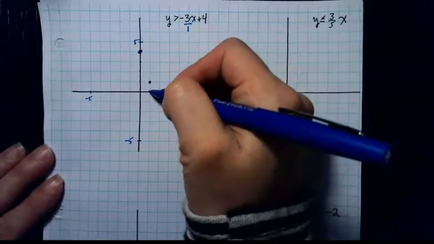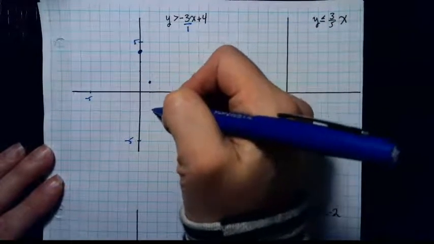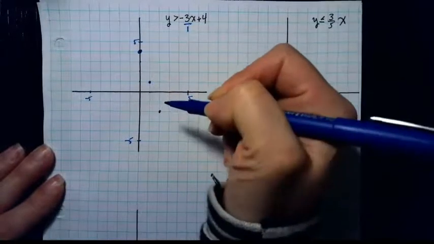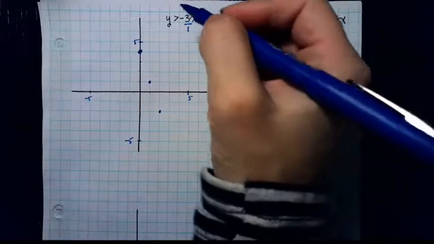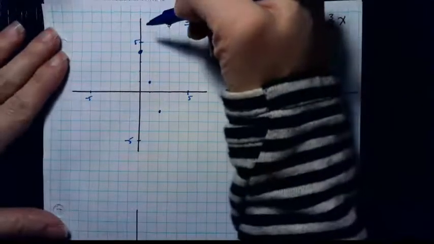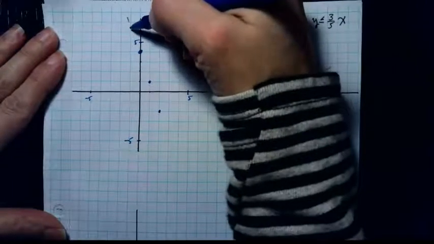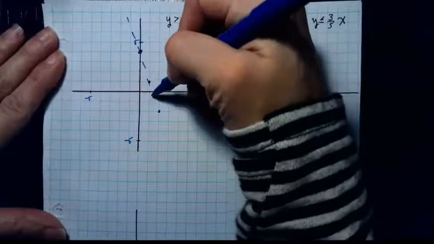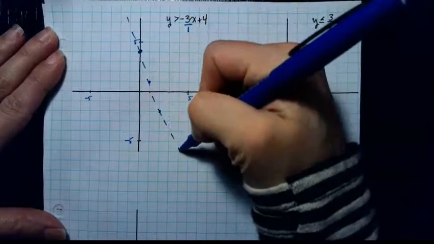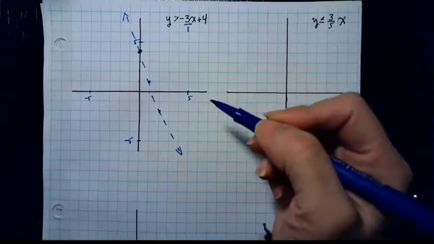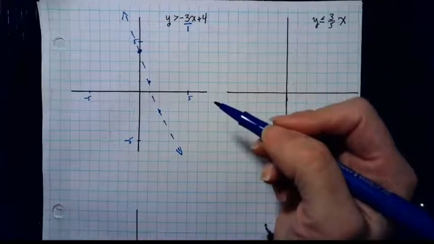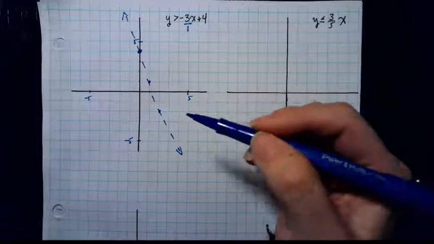And I can do that as many times as I want. 1, 2, 3, 1 to the right. So I'm going to connect these points with a dashed or dotted line because it is not equal to. I'm drawing the boundary line, but that boundary line is not included in the solution set. So here is that boundary line. It might be a good idea to use a straight edge so you have a straighter line, even though it's dashed.